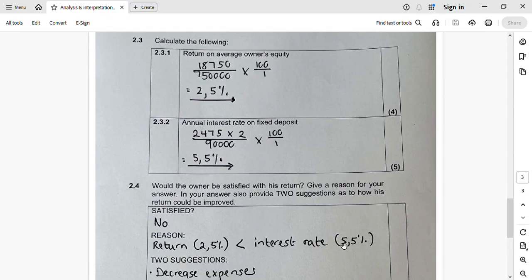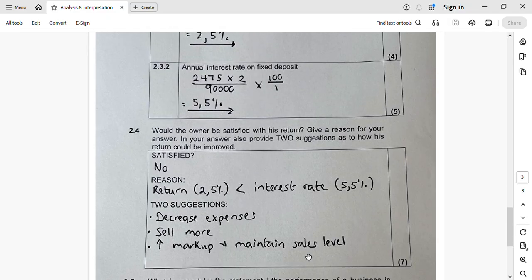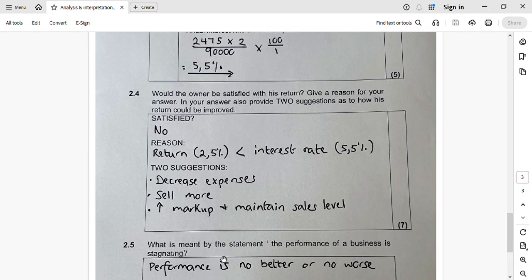If I wanted to get more, I could sit back, put my money in the bank, and I'd earn more than if I worked really hard at running my business. And then 2 suggestions as to how the return could improve. The way you need to increase your return is to increase your net profit. And there are a number of things you could do here. You could decrease your expenses, you could sell more, you could increase your markup and maintain sales level. In other words, sell the same quantity of stock but at a higher price.